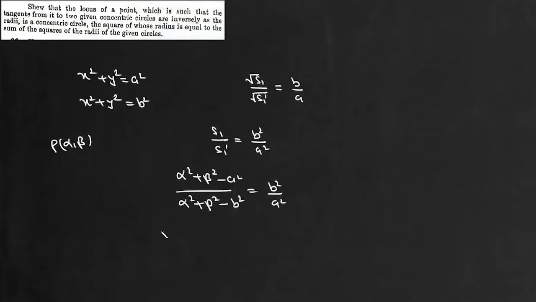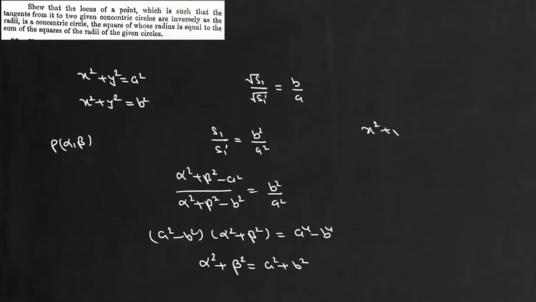Now we simplify this, we can write a square minus b square times alpha square plus beta square will be equal to a to the power 4 minus b to the power 4. Now a square minus b square will cancel. So this required locus will be alpha square plus beta square equals a square plus b square, which is this circle, x square plus y square equals a square plus b square, and the center of the circle is again at 0, 0. So it will be concentric to the two given circles, and its radius square is a square plus b square, which is the sum of squares of radius of the given circles.